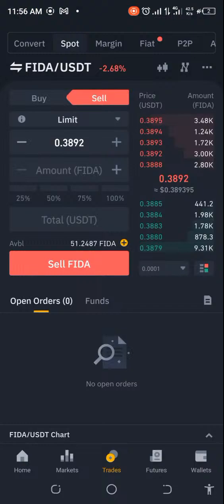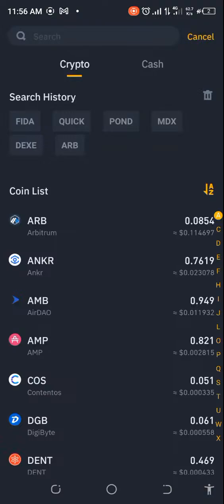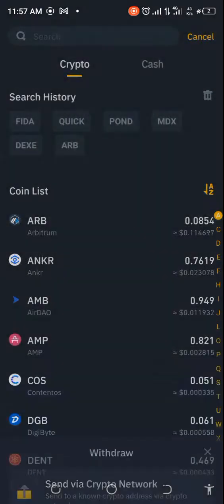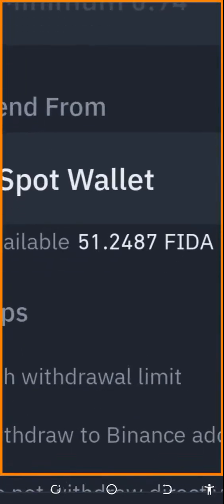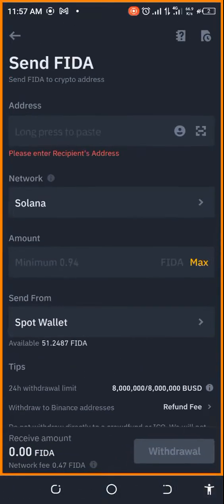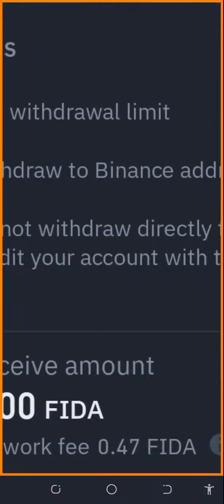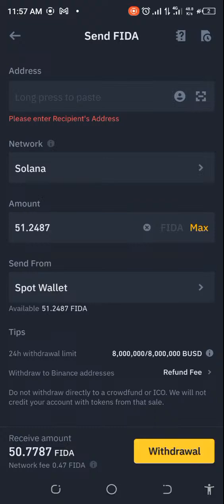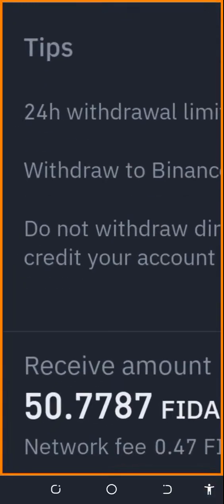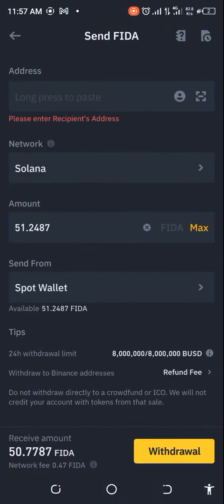Okay, and then the next thing I want to do is to withdraw it. I want to withdraw FIDA. Okay, so FIDA, if I click on that, what's the complete amount? That's 51.2. Okay, so you can see here, it's going to take 0.47 FIDA. All right, so let me just put the max there. Okay, so it's going to give us, what's it giving us? It's giving us 50.77.